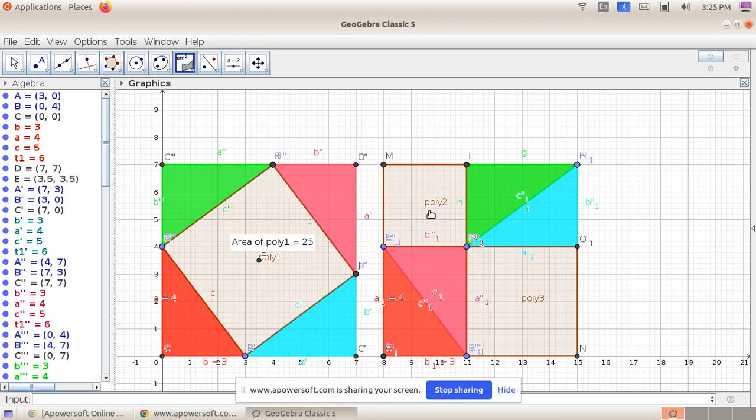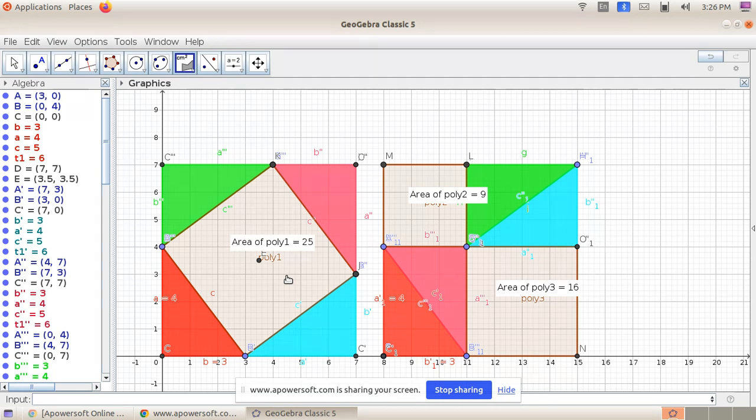Now I'm going to polygon 2. Here it is written as polygon 1, polygon 2 and polygon 3. Okay, the area of polygon 2 here is 9. Polygon 3 here is 16. We can see that 16 plus 9 is equal to 25. That is a square, that is 16, plus b square, that is 9, is equal to c square, that is 25. So it's one of the ways to prove the Pythagoras theorem.